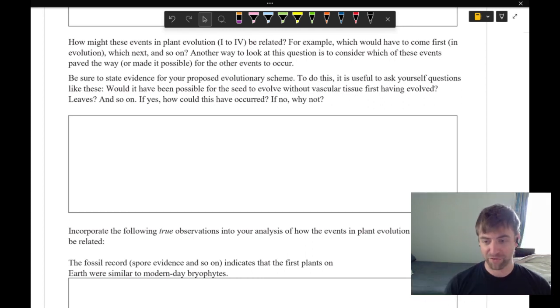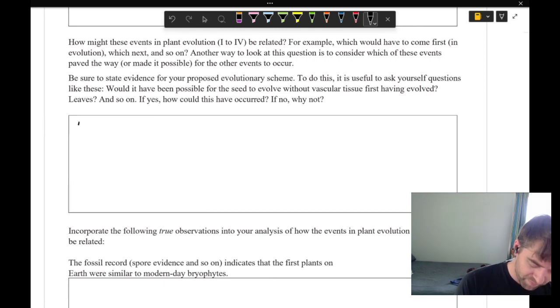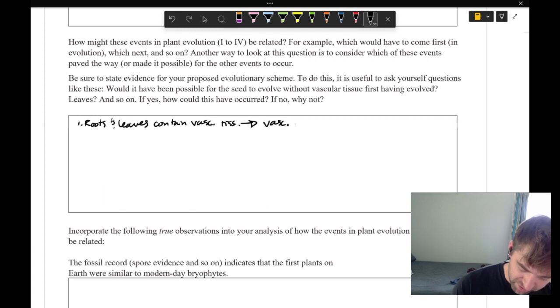I can just kind of talk through my thinking on this. There's some good suggestions here. So because roots and leaves contain vascular tissue, vascular tissue had to evolve first, right? That's a pretty easy one. Roots and leaves contain vascular tissue, therefore vasculature came first.